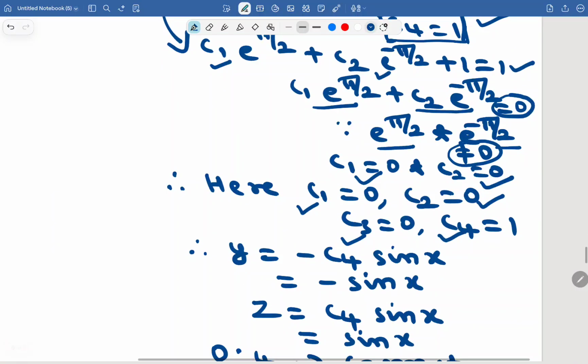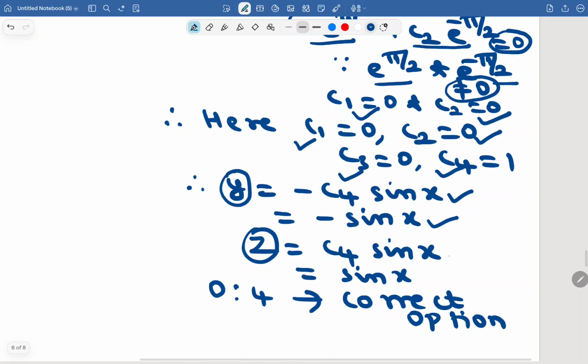Substitute the values of C1, C2, C3, C4 in y and in z. I am getting minus C4 sin x. Since C4 is 1, that is y equal to minus sin x. Z equal to C4 sin x. Here C4 is 1, so z equal to sin x. For this problem, option 4 is the correct option.